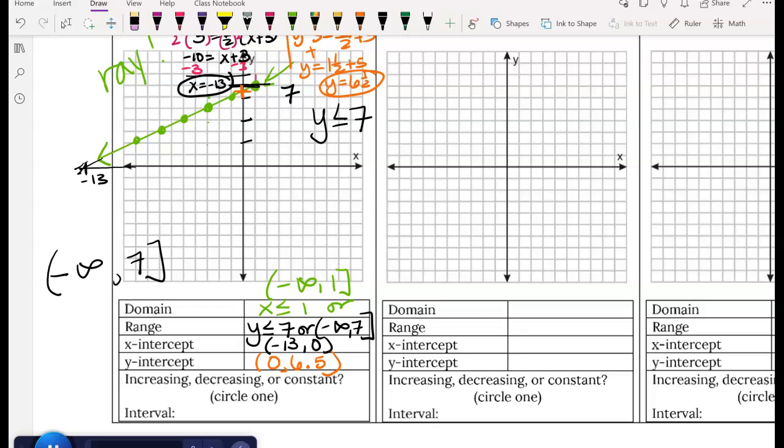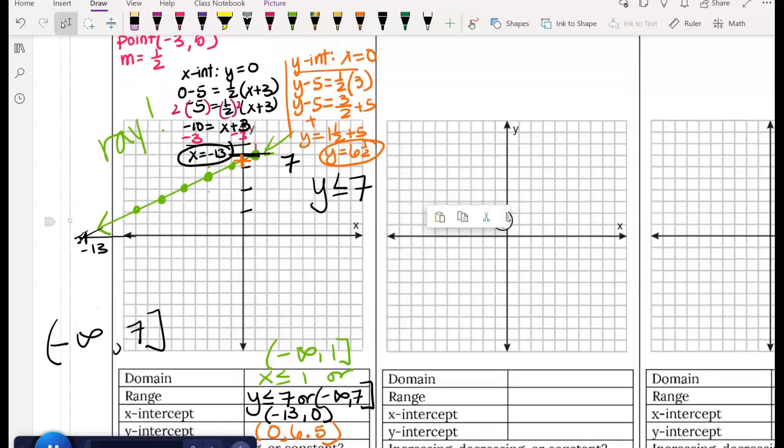Now this part is new to us. Is this ray increasing, decreasing, or constant? Something that is constant means it's flat, okay? So this ray right here, or this segment, would be constant. I'm going to make it 2 arrows as a line. So that's a constant.